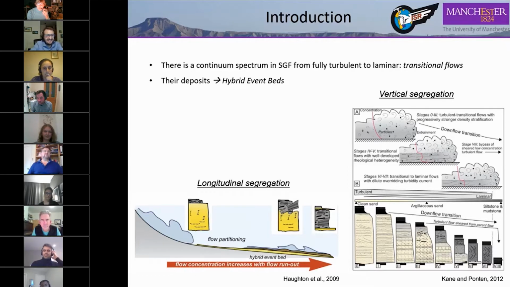In the model on the left side of the screen, the higher momentum of the overriding turbidity current is detached from the basal part of the flow and deposits the clean sand, while the laminar flow deposits above the cogenetic turbidite. The other model on the right focuses on the vertical segregation of the flow, which records progressive development of geological heterogeneity based on the entrainment of cohesive material.